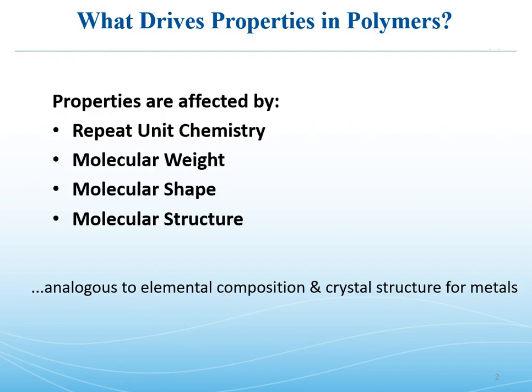And then molecular structure, not so much for polyethylene, but something like PVC, where you have a different group on the side chain. Are they all on the same side? Do they alternate? Are they random? As we'll see, that has a big effect on whether or not a polymer can crystallize, which then in turn drives follow-on properties.